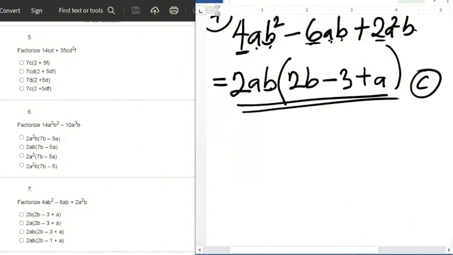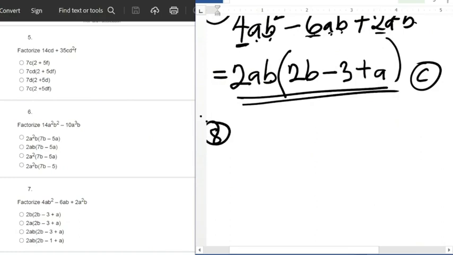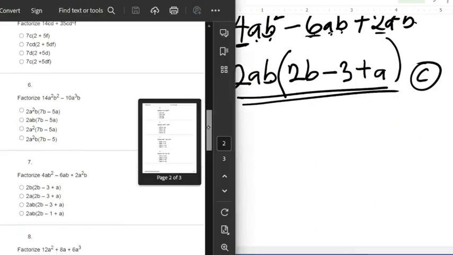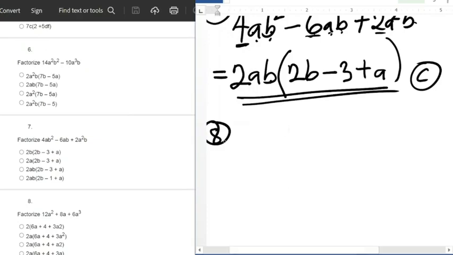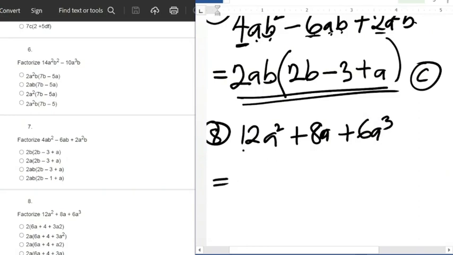You can see you can do it straight as well. That's what I just demonstrated now. Then for question number 8 now. So for question number 8, we're going to adopt the same thing. We have 12a squared plus 8a plus 6a cubed. So we look for what is common, the highest common factor of 12, 8, and 6.